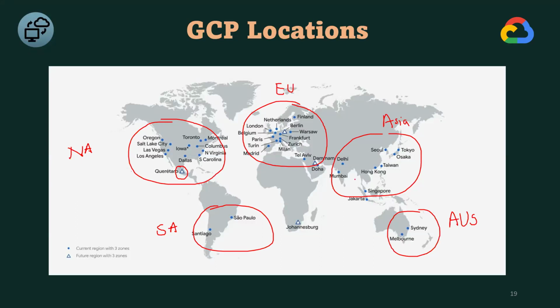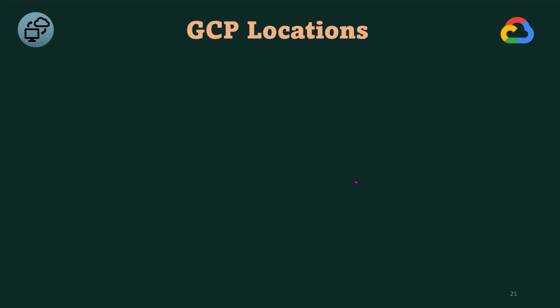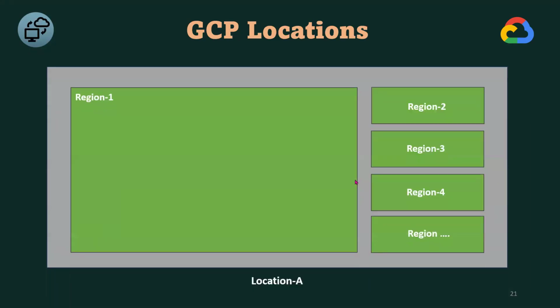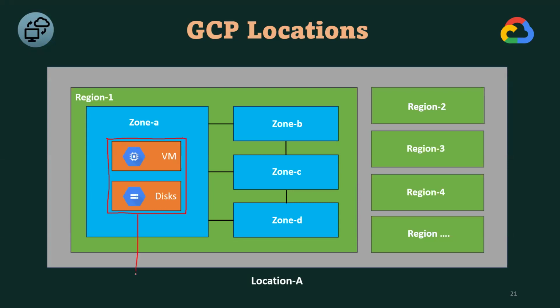This is how Google's infrastructure is divided into 5 locations, and the locations are divided into regions. Regions are further divided into zones. Each zone is connected to one more zone. Zones have the resources. That is the reason each zone has one data center. In a zone, you will have a data center.